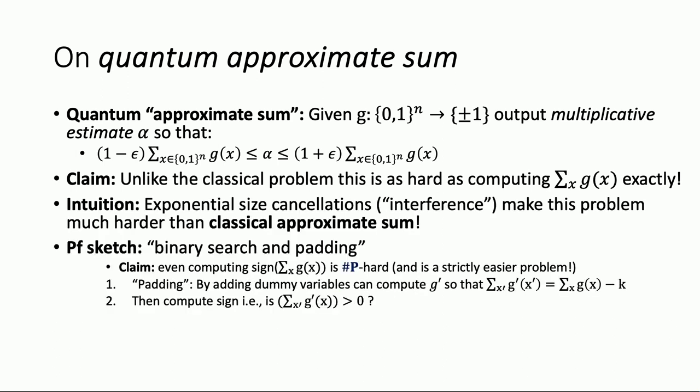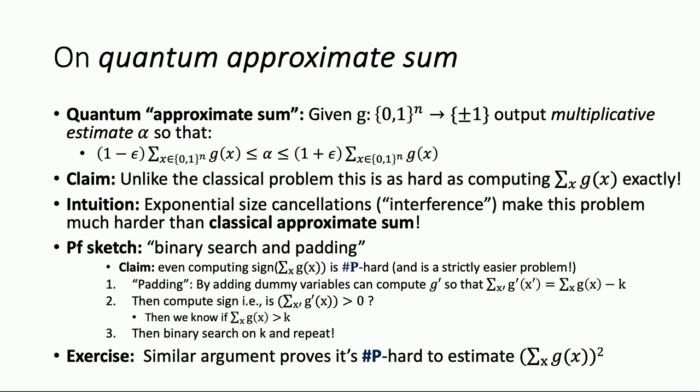Okay. And we proved this. We used some binary search and padding argument. And I think that's roughly where we ended. Is that right? Fantastic. Okay, great. And then I think what we really ended with is this: I told you to take on faith that essentially the same argument can be used to show that giving a multiplicative estimate of the sum over x of g of x squared is hard. And it's still a binary search and padding argument. It's very, very similar. Okay?